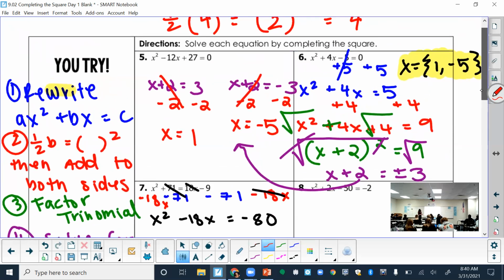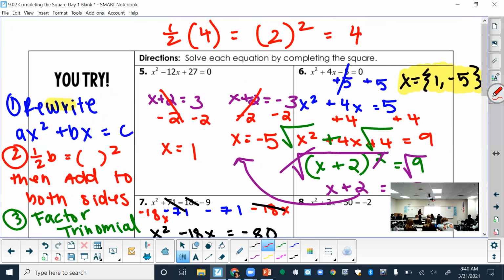All right, so what is my b value in number 7? It's negative 18. So I'm going to take half of b, which is negative 18. What's half of b? Negative 9. What's negative 9 squared? Good. And it's a positive 81. If your calculator is saying something weird, like negative 81, make sure you put that number in parentheses before you square it. All right, what do I do with that number?